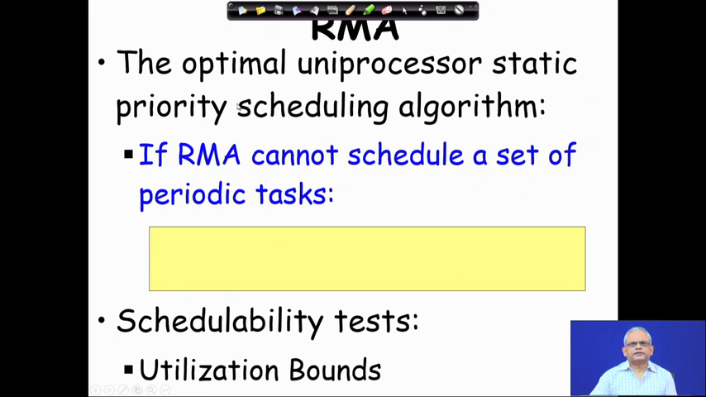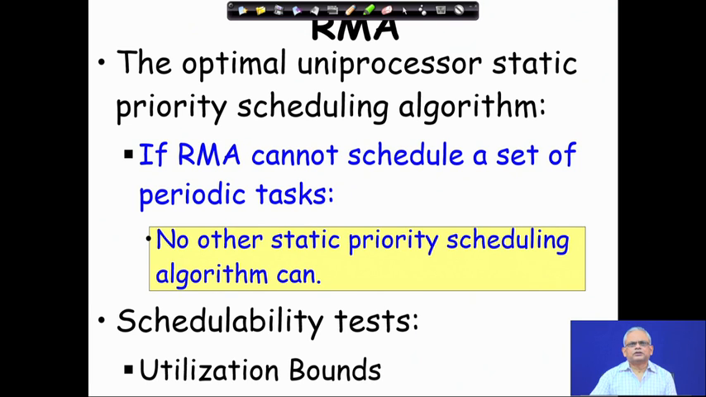One important result is that among all static priority scheduling algorithms, RMA, the rate monotonic algorithm, is the optimal algorithm. So, if RMA cannot schedule a set of periodic tasks, no other static priority scheduling algorithm can. On the other hand, any task set that is scheduled by any static priority task scheduler can also be run under RMA. So, RMA is a very good static priority algorithm.